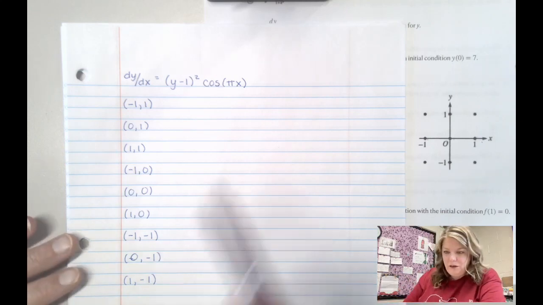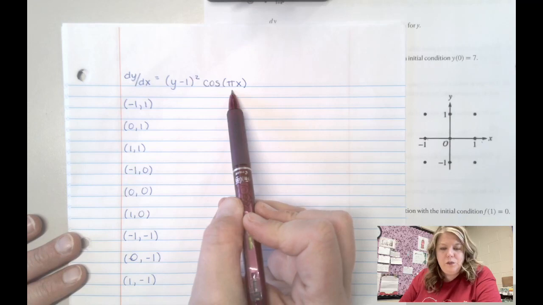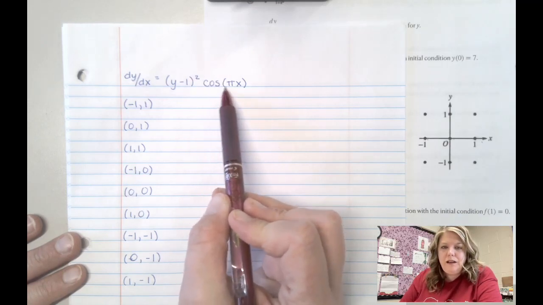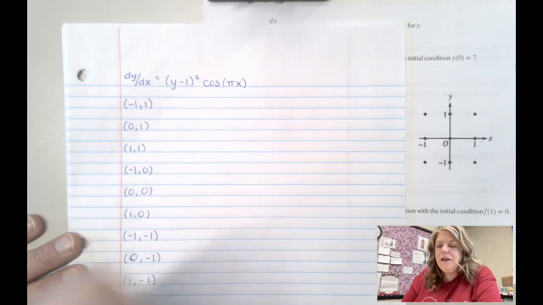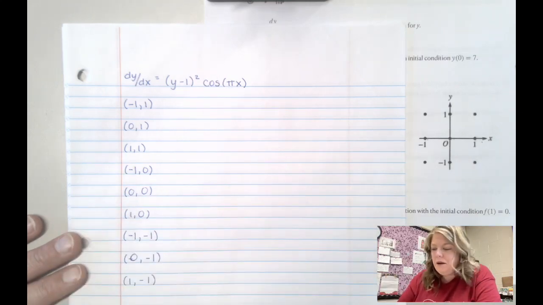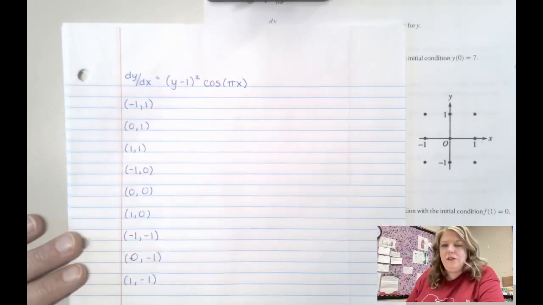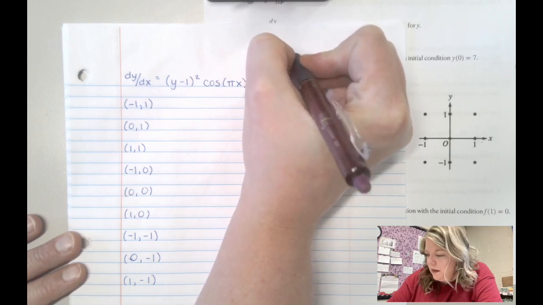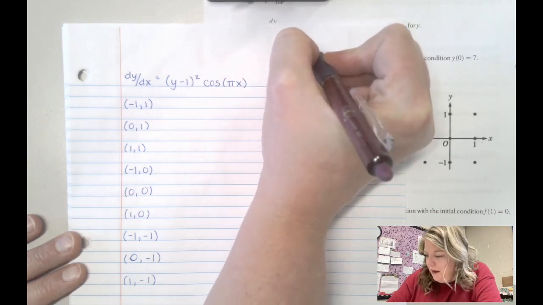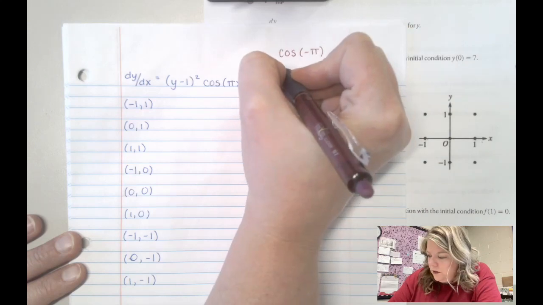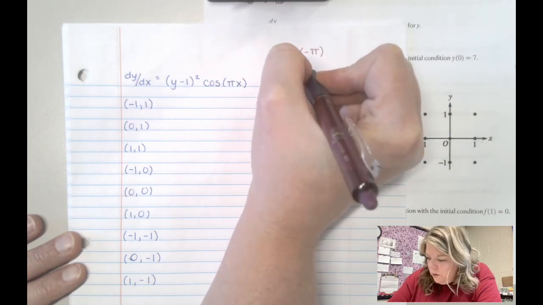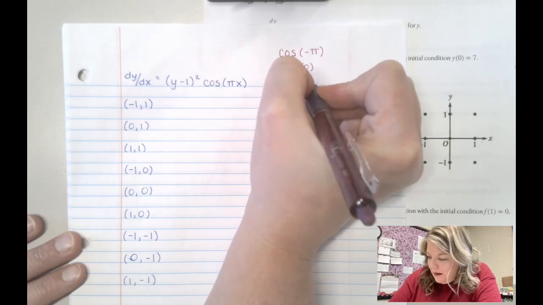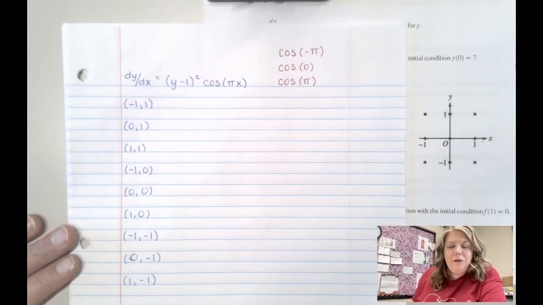The other thing I'm going to write down up here at the top, and I did this on my answer key as well, is I know I'm going to be putting numbers in here for x and finding cosine of multiples of pi. So just for reference, so I don't have to stop and think about this every time. All my numbers are 0s, 1s, and -1s. So what I really want to think about is what is the cosine of negative pi? What is the cosine of 0? And what is the cosine of positive pi? Just so that when I get there, I don't have to stop and think about it each time.